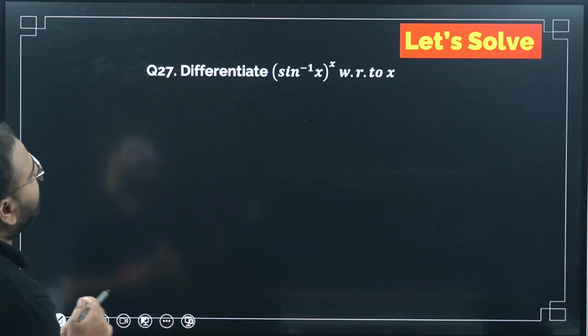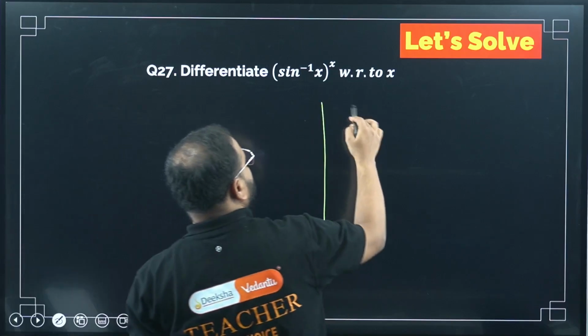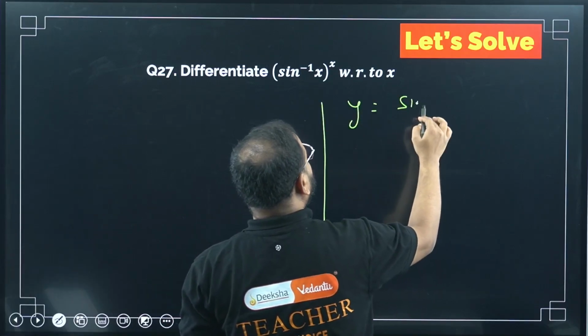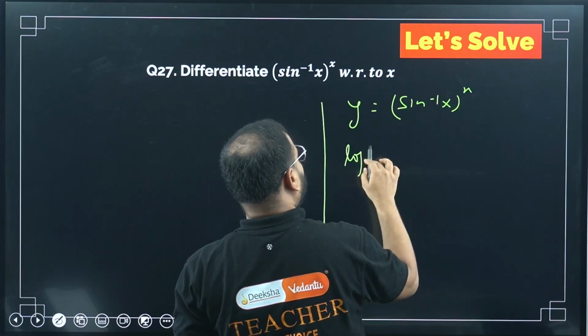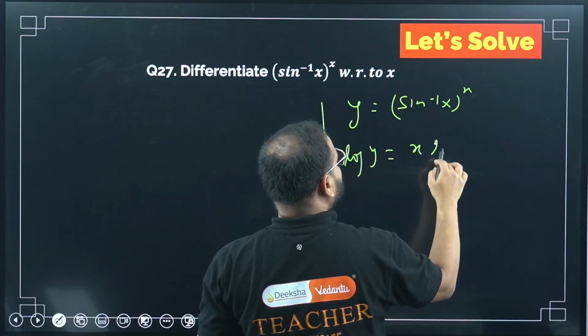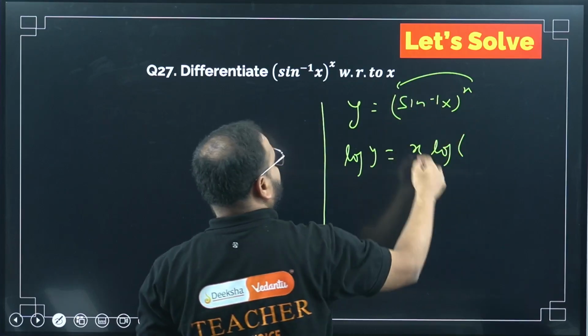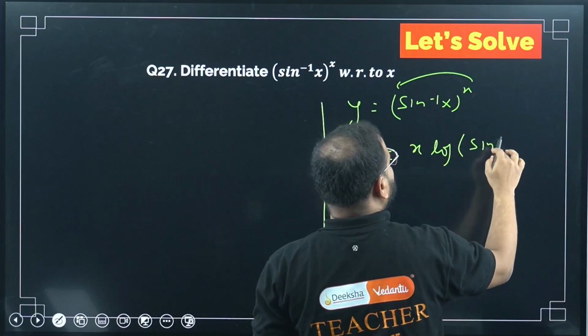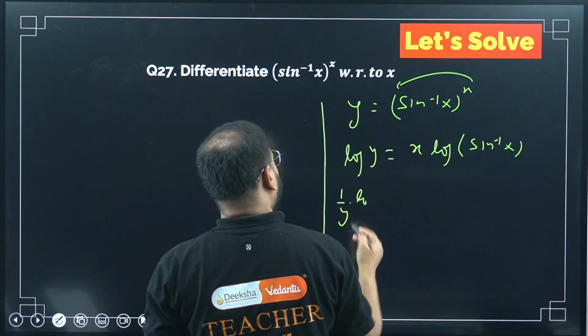Sin inverse of x to the power x. Exact same way, nothing different. y equals sin inverse of x to the power x. Take log on both sides. Log of y equals x log of sin inverse of x, because this x will come in front of the log. Now if you want to take the derivative, what is it?